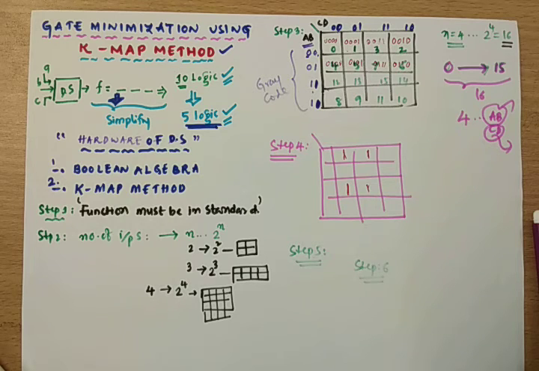And in step 4, whatever the question is, we have to fill it into those particular cells. In step 5, we have to form the grouping with the adjacent cells. In step 6, by identifying the common terms, we have to simplify that Boolean expression by making use of the K-map. Thank you, students.